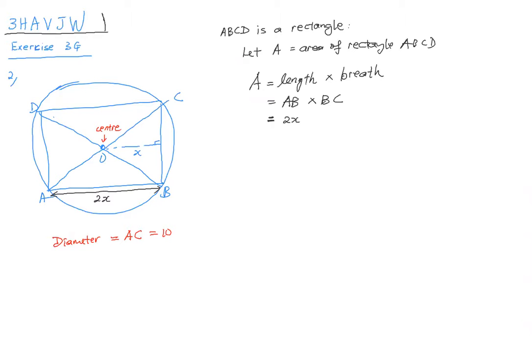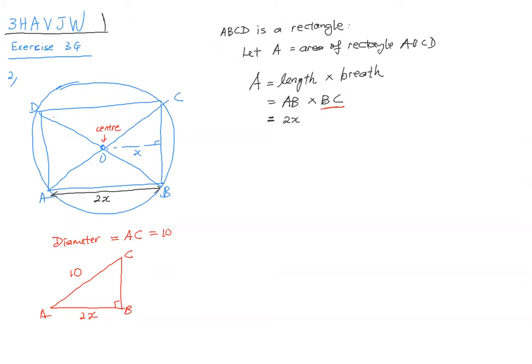Now, how can I write BC? I must know what my BC is, correct? So how can I link here? If you have a look, I redraw. This is my A, this is B, this is C. This is 10. This is 2x. So how can I write BC in terms of x?